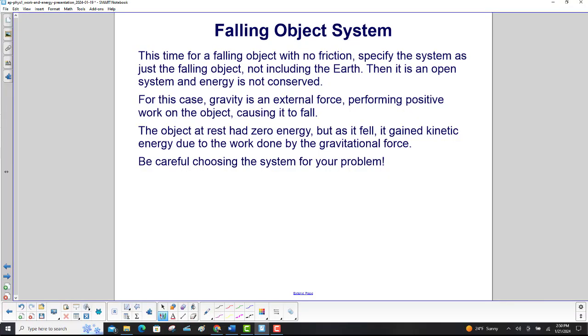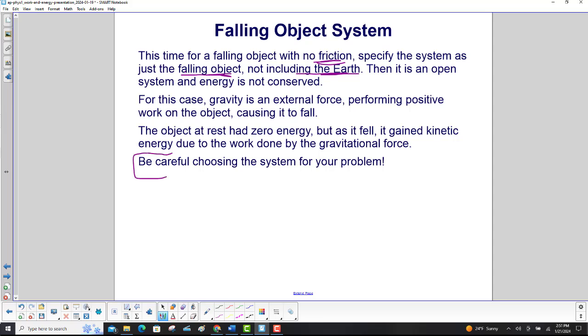This time, for a falling object with no friction, specify the system as just the falling object, not including the Earth. Then it is an open system and energy is not conserved. For this case, gravity is an external force performing positive work on the object, causing it to fall. The object at rest had zero energy, but as it fell, it gained kinetic energy due to the work done by the gravitational force.